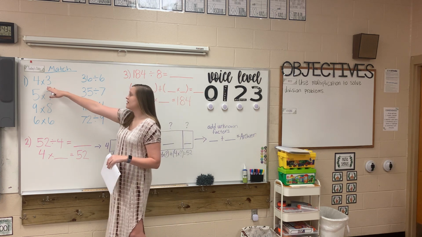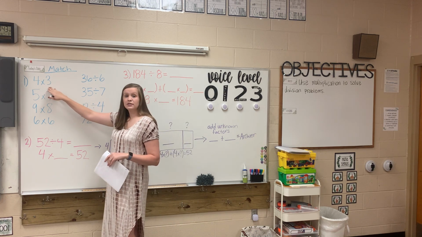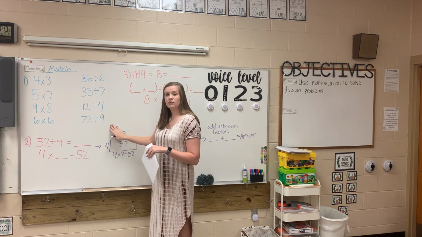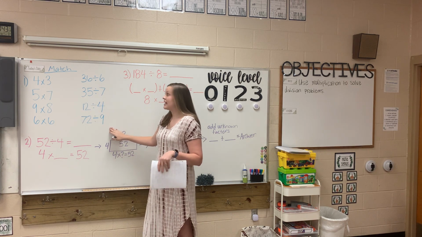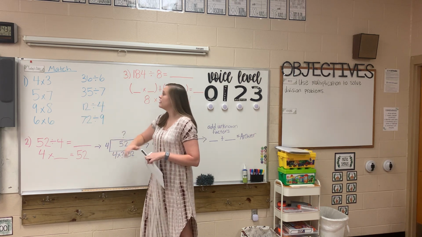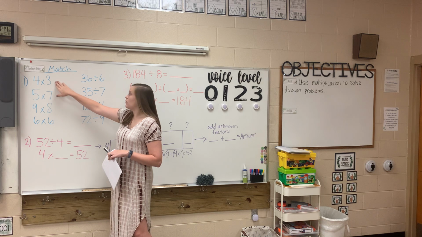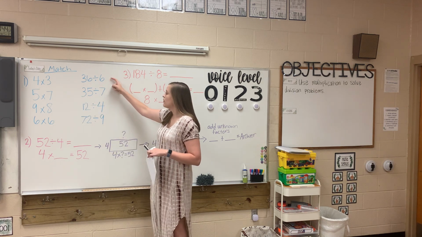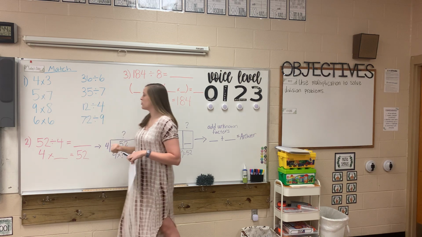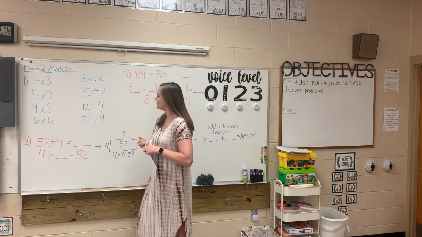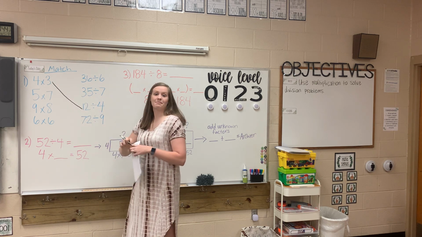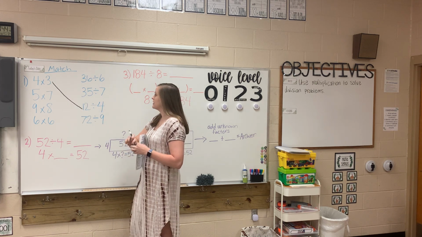They are inverse operations. Inverse operations are just opposite operations. So we have 4 times 3, and we're going to try to figure out which one of these division problems is the same or the inverse operation of 4 times 3. So I know that 4 times 3 equals 12, so let's see which one of these has 12 divided by either 4 or 3. Right here. So we're going to match those, because we are just matching our inverse operations.